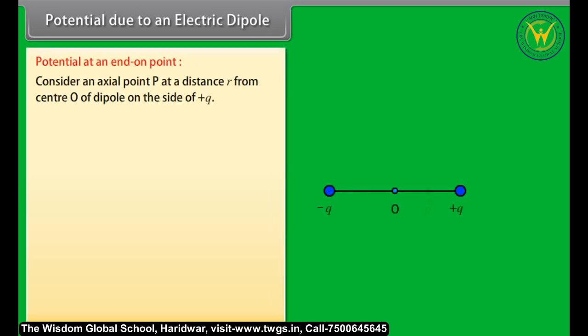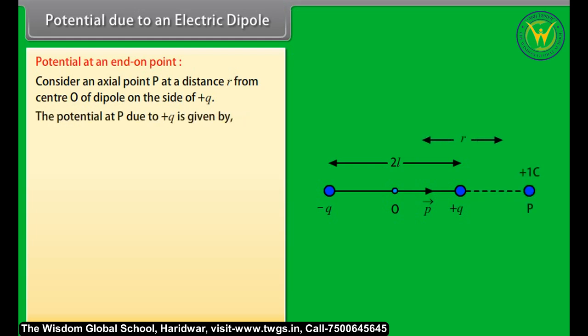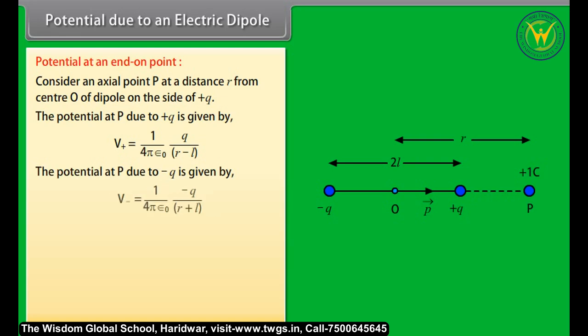Consider an axial point P at a distance r from center O of dipole on the side of plus Q. The potential at P due to plus Q is given by V positive equals 1 upon 4 pi epsilon naught multiplied by Q upon r minus l. The potential at P due to minus Q is given by V negative is equal to 1 upon 4 pi epsilon naught multiplied by minus Q upon r plus l.